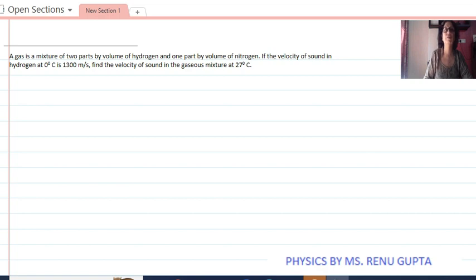Here we are doing the question from the topic of waves. The question is, a gas is a mixture of 2 parts by volume of hydrogen and 1 part by volume of nitrogen. If the velocity of sound of hydrogen at 0 degrees Celsius is 1300 meter per second, find the velocity of sound in the gaseous mixture at 27 degrees Celsius.